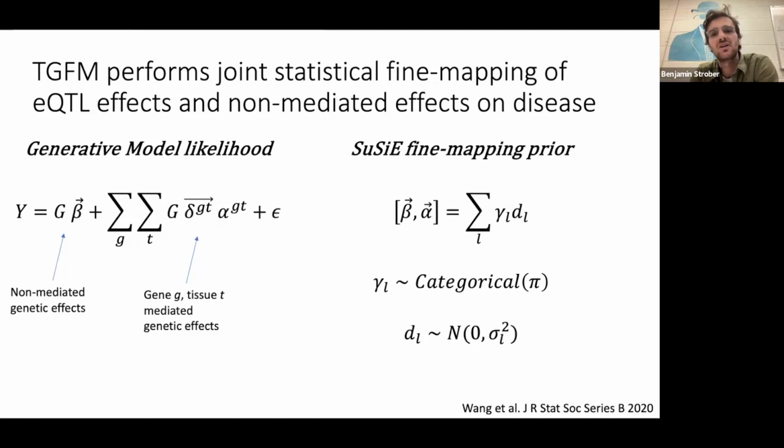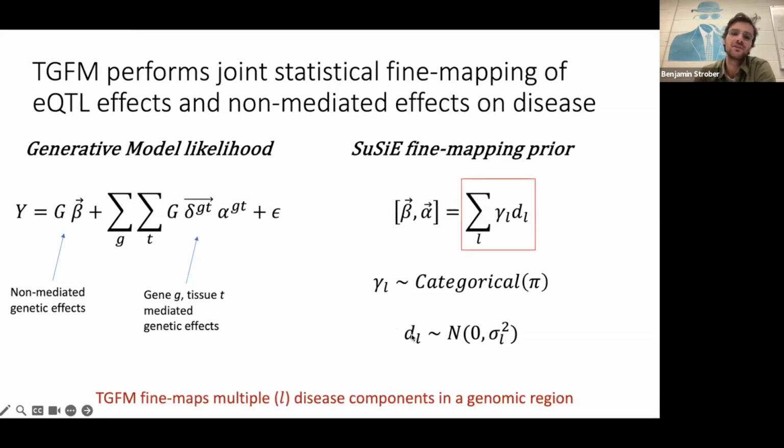And what we're going to do to try to identify which elements of this joint causal effect vector of beta and alpha are non-zero is we're going to take a fine mapping approach, and we're going to use the previously built model of SuSiE fine mapping, which assumes that basically these causal effects, beta and alpha, are equal to the sum of these sparse effects of single variants. And we're going to assume there are L single genetic elements, where a genetic element is either a variant or a gene tissue pair. And we're going to assume they follow this joint probability distribution. And specifically, we're going to assume TGFM fine maps L disease components in a given genomic region.